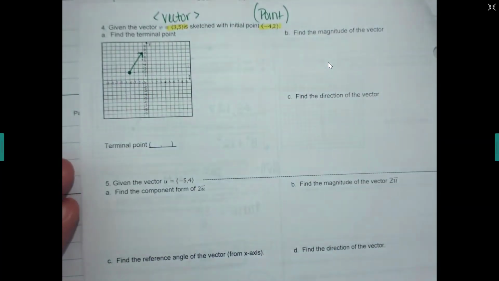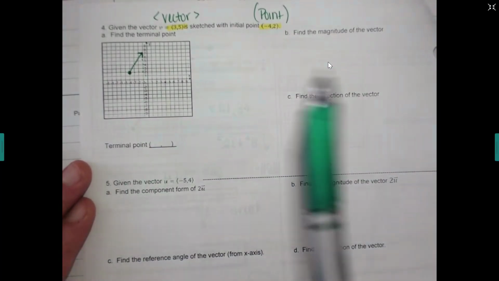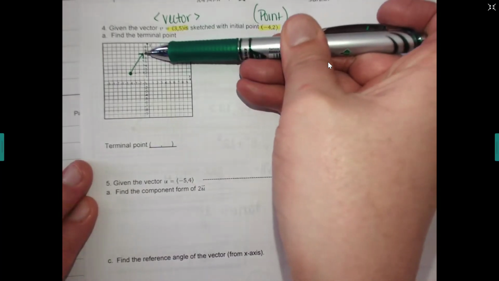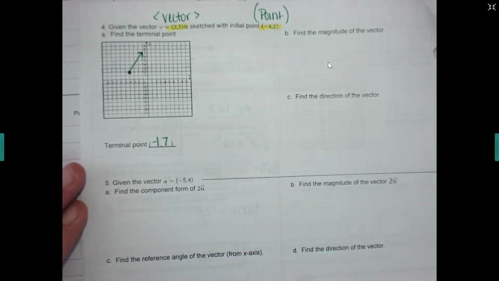Okay, and then it asks you in this case what the terminal point is. Well, that would be where your little arrow part ended up. So once I did the ⟨3, 5⟩, I'm going to list the terminal point as where my arrow ends. So I can see that this ordered pair would be what? (-1, 7) is correct. Then from there, it's asking you the same old 2 questions that we've done over and over again.